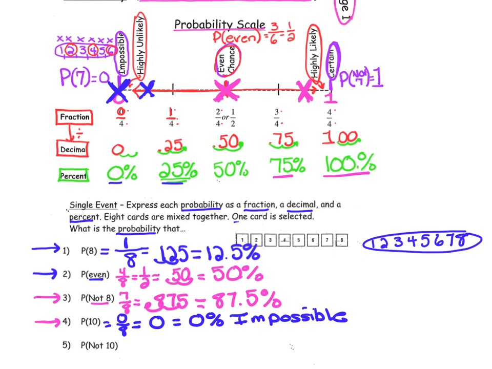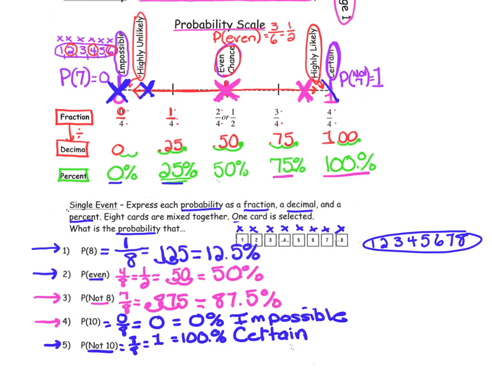And last but not least, what's the probability of selecting not 10? Well, take a look at our deck one last time. All of the cards are not 10 in value. So that would mean it's 8 out of 8, or 1, and as a percentage, it's 100%. It is certain that it will happen.